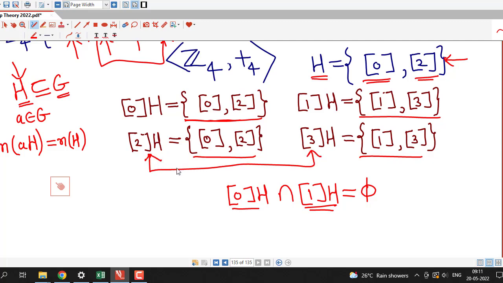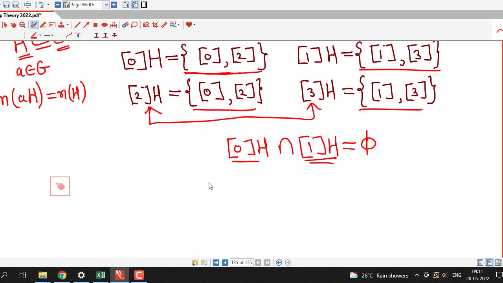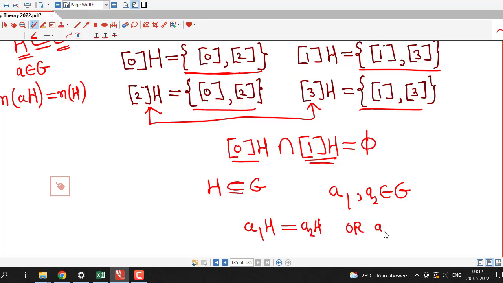So from this we consider another property: if we have any subgroup H of a given group G, and suppose we consider two elements a1 and a2 in G, then the left cosets corresponding to a1 and a2 are either equal or disjoint. That is, a1H intersection a2H is either the empty set or these two cosets are equal. So this is another important property: two left cosets are either equal or disjoint.